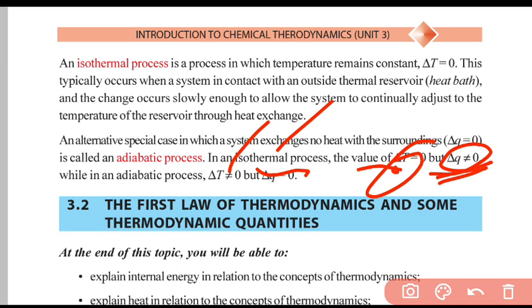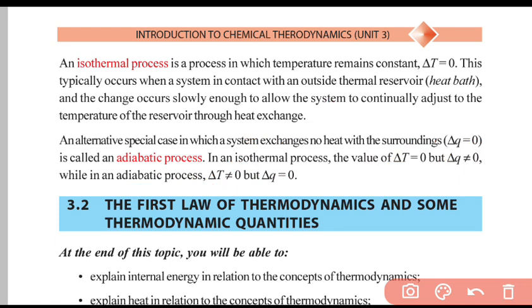In the adiabatic process the change in temperature is not 0. The adiabatic process is a quick process, like an African quick learner. The heat exchange is 0 because it happens quickly, suddenly.